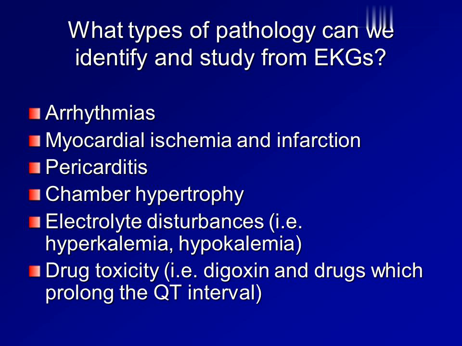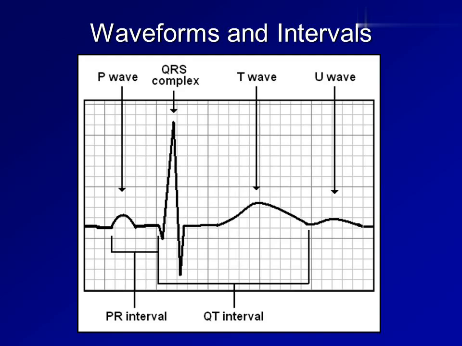Pericarditis. Chamber hypertrophy. Electrolyte disturbances, i.e. hypokalemia, hyperkalemia. Drug toxicity, i.e. digoxin and drugs which prolong the QT interval. Waveforms and intervals.